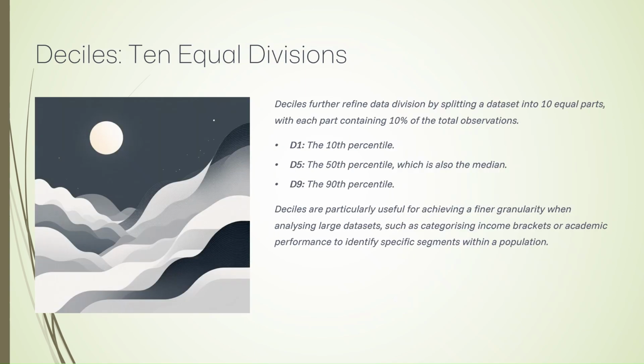One more is deciles. Deciles divide the dataset into 10 equal parts. Hence, there are 9 deciles denoted by D1 to D9. Each decile represents 10% of the data. Deciles provide a more detailed classification of data than quartiles and are commonly used in economic and demographic studies such as income and population analysis.